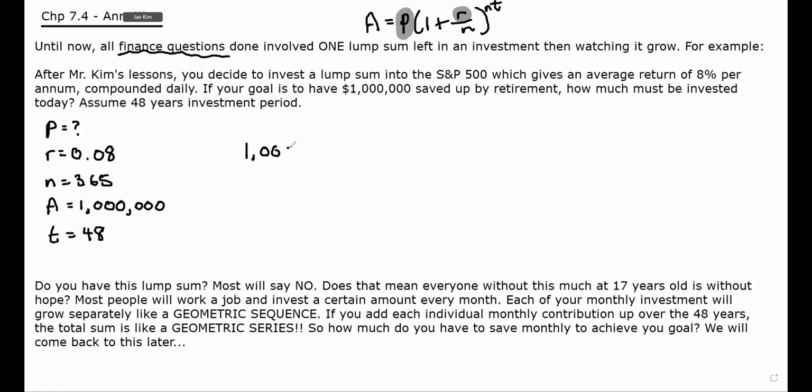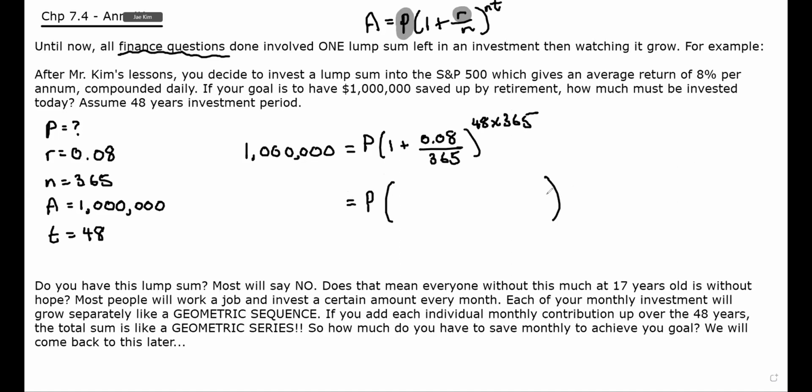1 million equals the principal that I do not know yet, times (1 plus 0.08 divided by 365), to the power of 48 years times 365. That's a big number. Okay, let's figure out what that is. Oh, and I misplaced my calculator, so I'm going to go get one. Everyone else, would you please really just participate with me and try to finish that off?